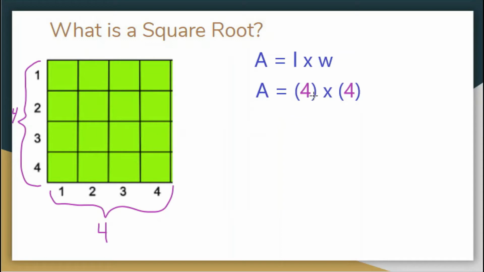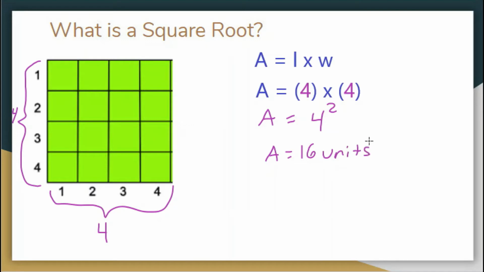Well, another way of writing 4 times 4 would be 4 squared. So this exponent of 2 tells me that I'm going to take this base of 4 and multiply it by itself. That is what squared means. So 4 squared is really just 4 times 4. Well, 4 times 4 gives me 16. So the area of the square is 16 units squared.